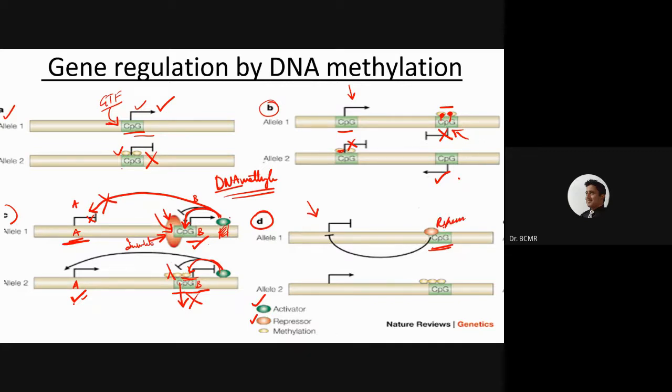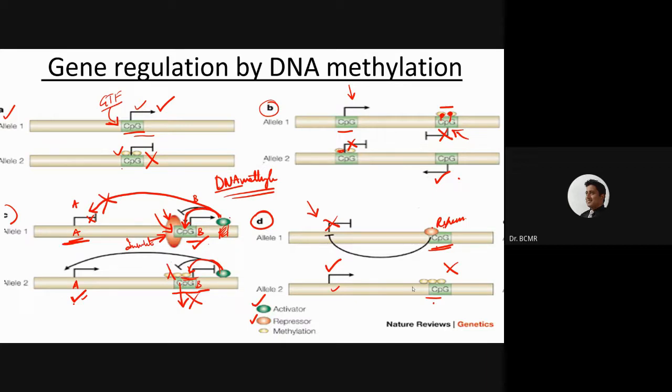So if the CpG island is unmethylated and the repressor binds, it will interfere with the transcription of this particular gene. But if the CpG island is methylated and the repressor cannot bind here, then what will happen? There is nothing to repress transcription from here, so transcription will happen from this allele. So what we should keep in mind is where the CpG island is located, and the genetic architecture.